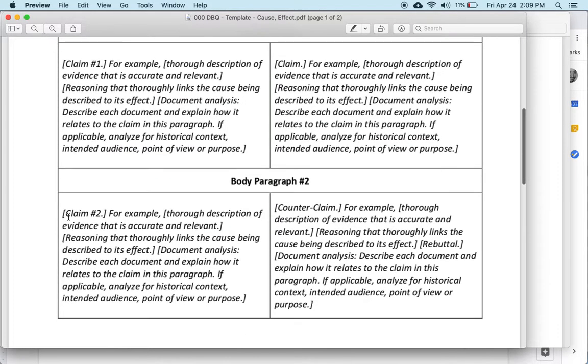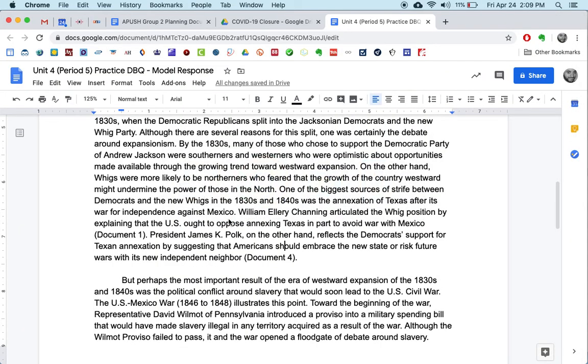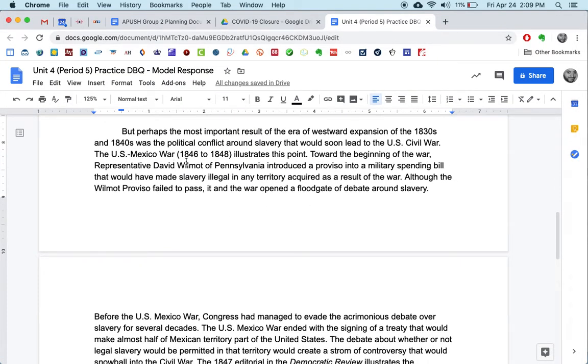In the second body paragraph, I take my second claim, I copy and paste it down there, then I provide my first piece of evidence, my only piece of evidence. Remember, it has to be something that is not explicitly in the documents. So even though the U.S.-Mexico War is kind of referenced in the document, one thing that is not is David Wilmot's proviso, and so I use that.